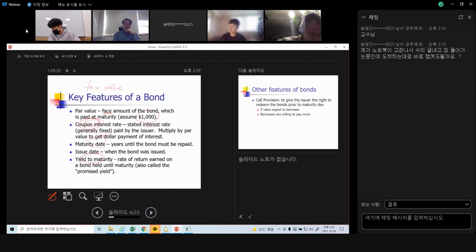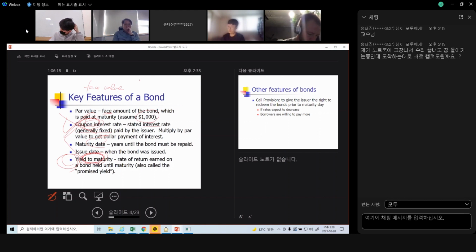Yield to maturity, you've heard about it, right? Yield to maturity is the rate of return on a bond held until maturity, also called the promised yield. So don't be confused between coupon interest rate and yield to maturity. The real return on a bond is not the coupon interest rate, but yield to maturity. Okay, don't be confused. If you have not taken financial management, then most people think the return on a bond is the coupon interest rate, right? That's wrong.